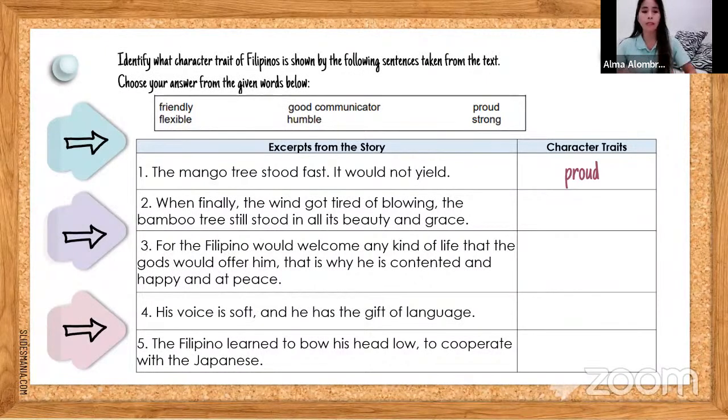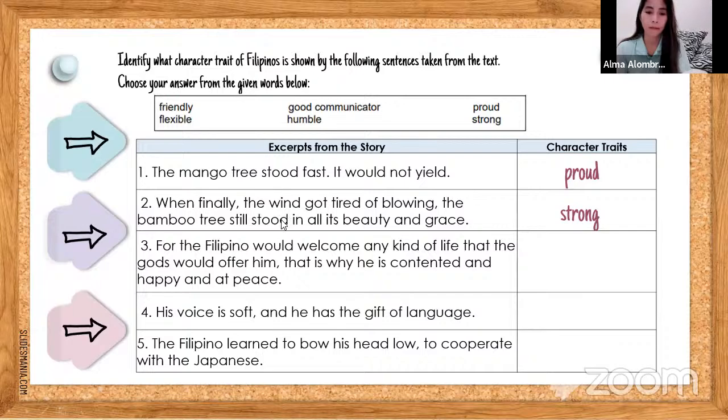The bamboo tree still stood in all its beauty and grace. Look at me. Although I was bothered by the wind, look at me, I'm still standing. Whenever the wind blows, I just go there, and whenever the wind blows here, I'll just go here. What would be the perfect answer? Ira says too flexible. Let's see the answer in the chat box. Indicate the number, please, so that I would know what number you are answering. Yes, number 2. It is strong. See, being strong.